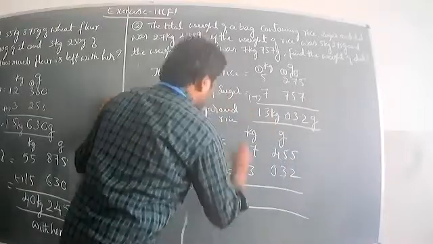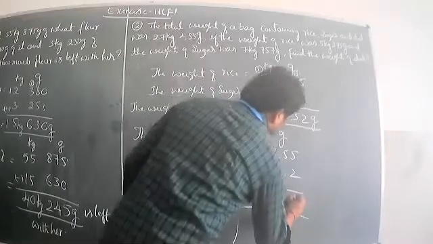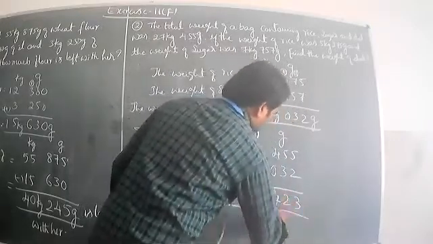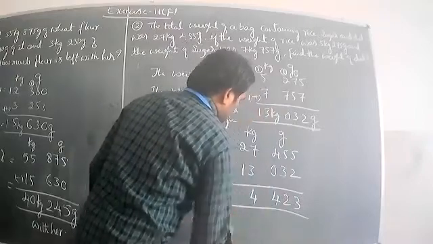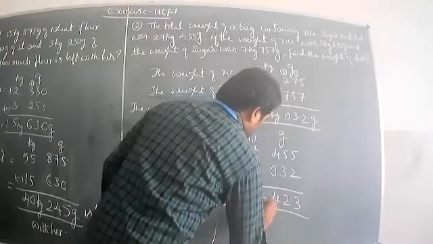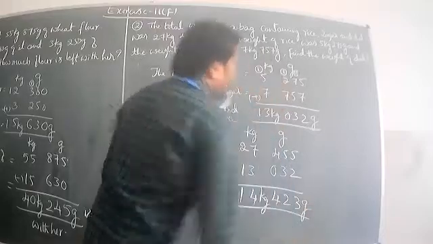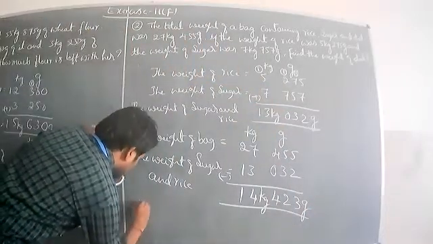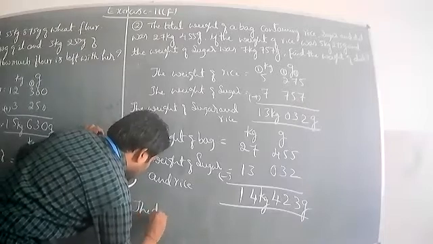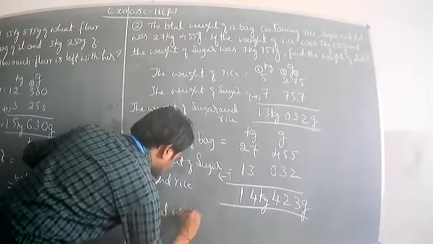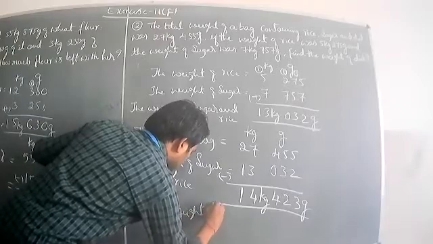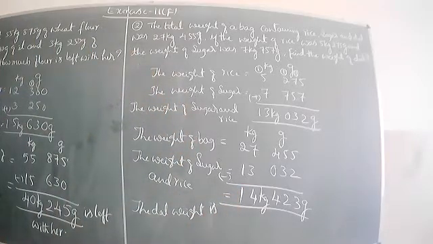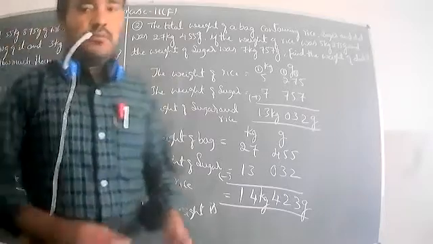Now we can subtract it. We get the answer. 5 less 2, 3. 5 less 3, 2. 4 less 0, 4. 7 less 3, 4. 1. 14 kg 423 grams. The dal weight is 14 kg 423 grams. So this is the mixed sum problem.